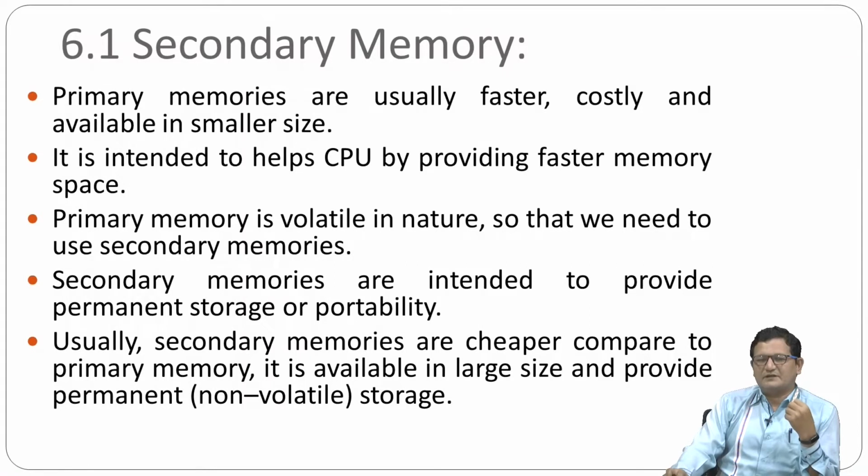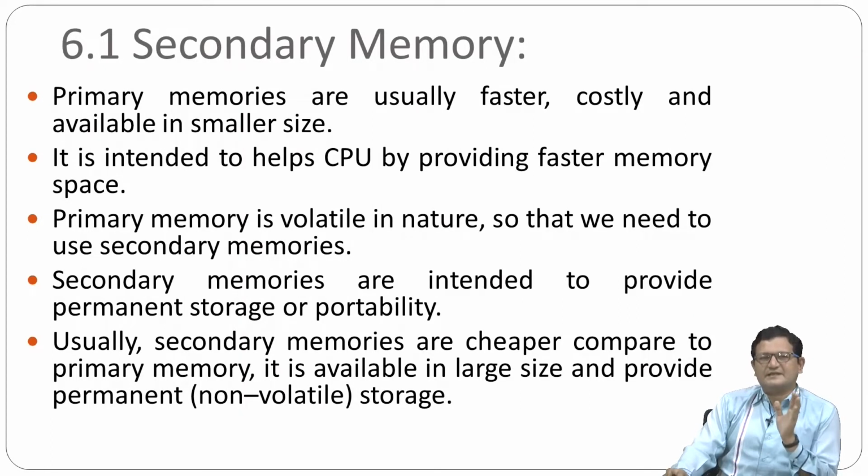So let's suppose if we talk about a hard disk, 1 TB of hard disk or 1 TB of SSDs are available, right? And that is providing a permanent nature. So here several benefits are there of using a secondary memory, right? It is cheaper, so you need to spend less cost. It can store the data permanently, and it is available in a larger size.